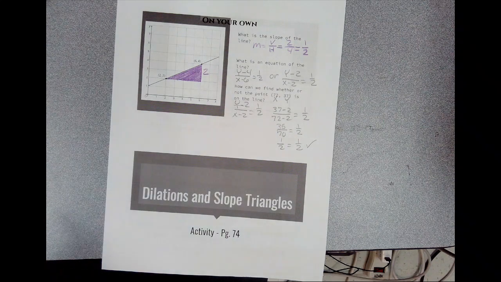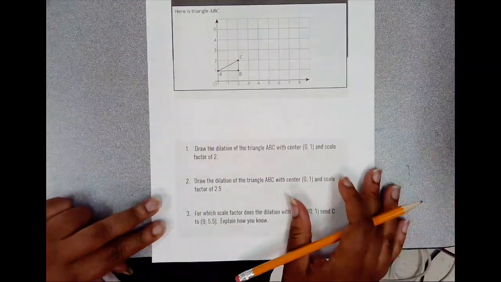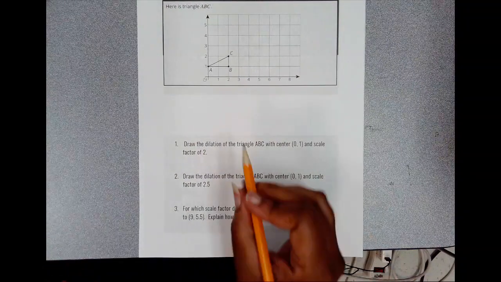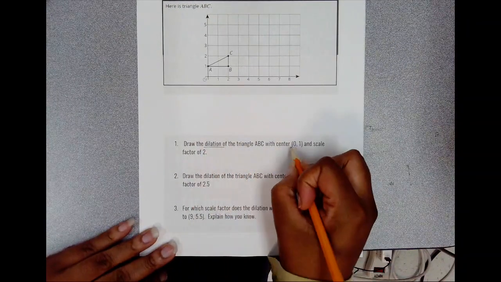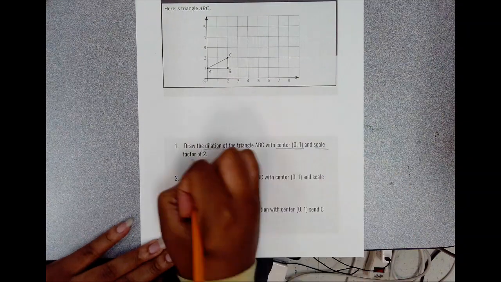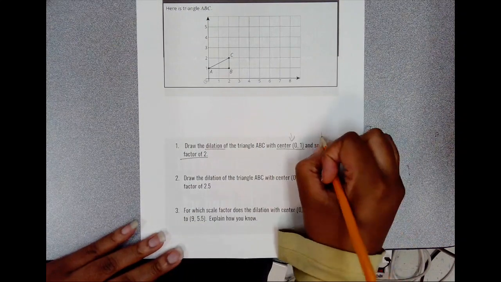All right, so now to our last activity, which is dilations and slope triangles. Here we have triangle ABC. And question 1 wants us to dilate triangle ABC with (0, 1) as my center and a scale factor of 2. Remember, with dilations, you must know the center and you must know the scale factor.